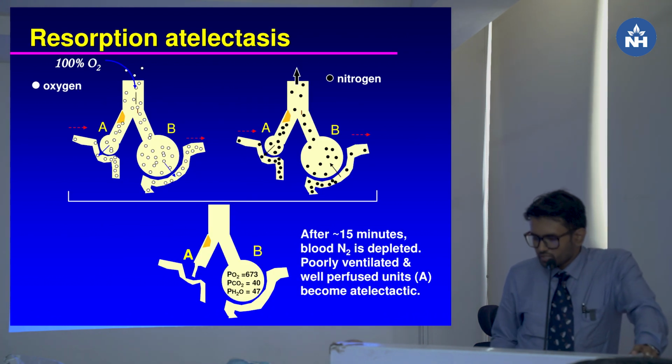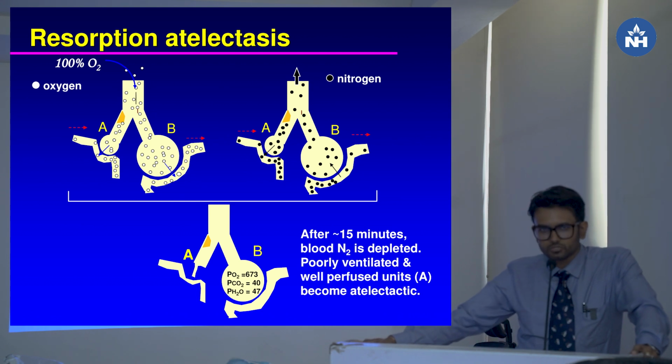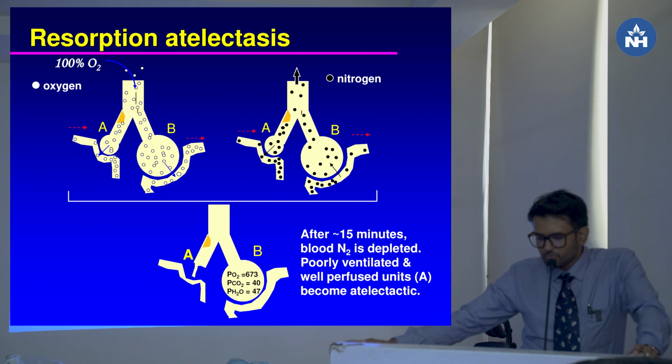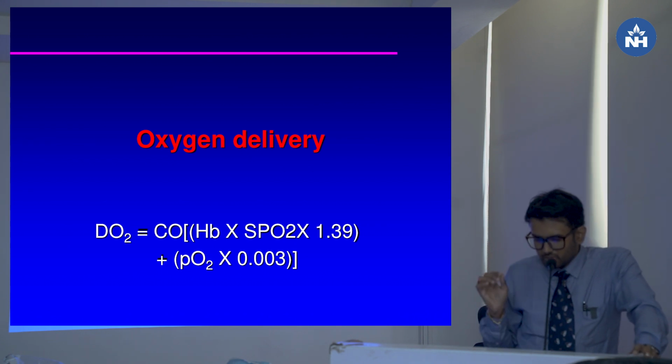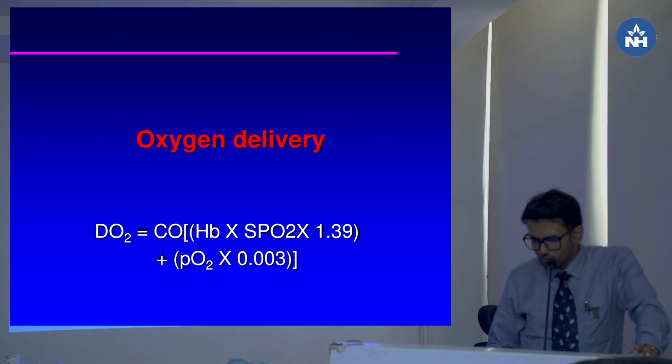One more point is why we want to avoid 100% oxygen unless it is fully indicated: 100% oxygen for a long period of time can cause denitrogenation and ultimately resorption atelectasis. So this is the formula for oxygen delivery. I will not go into the details, but oxygen delivery depends on cardiac output, partial pressure of oxygen, hemoglobin and oxygen saturation.